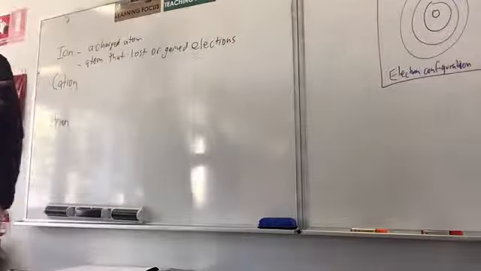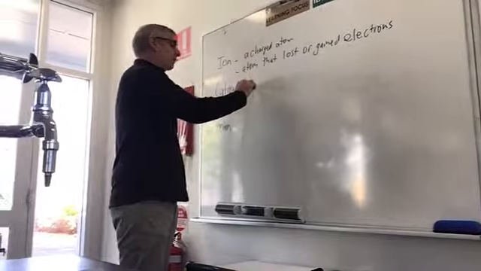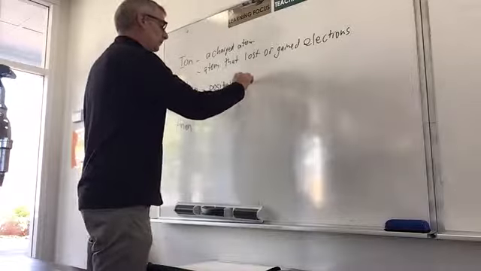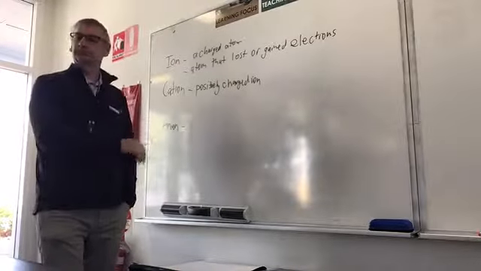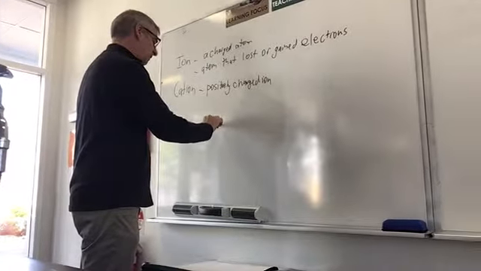So a cation, what's a cation? A cation is a positive ion, a positively charged ion. And what's an anion? It's a negatively charged ion.